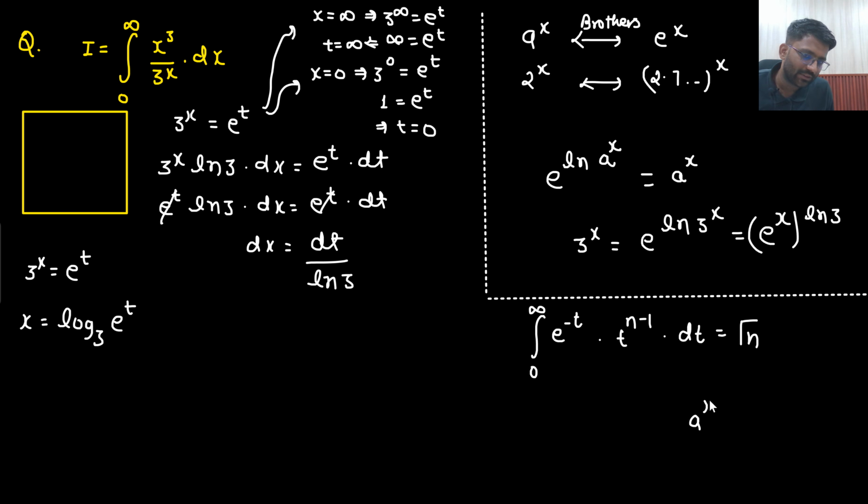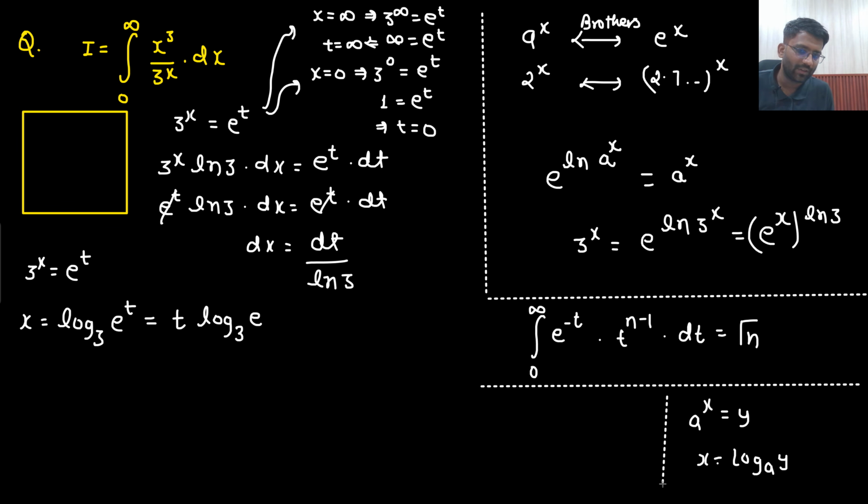A to the power x equals y, then x would be nothing but log base a y. Understandable? Now how could this be written? This could be written as, this is the power t, this could be coming outside. So log base 3 e. Another thing you would know is this formula.